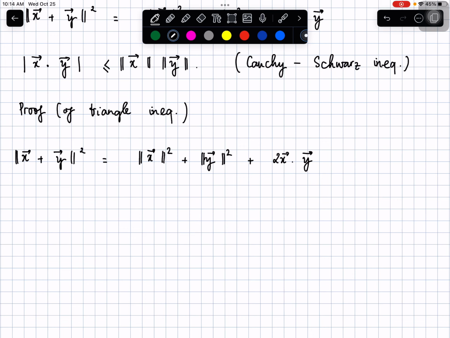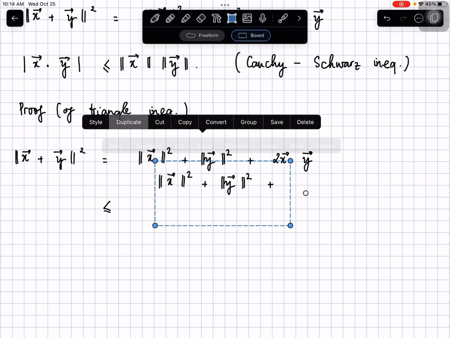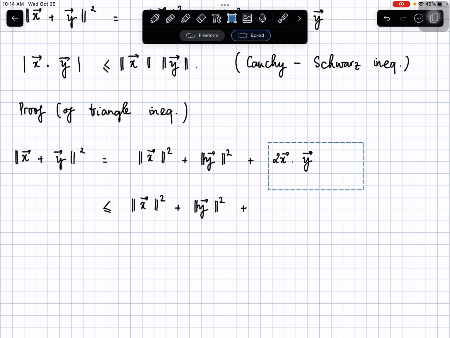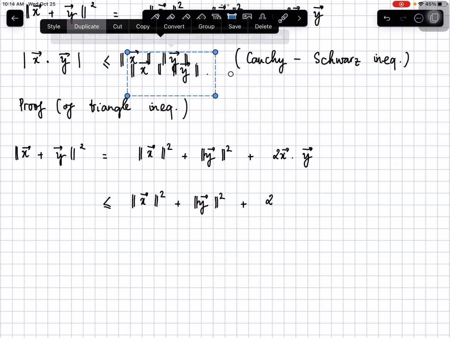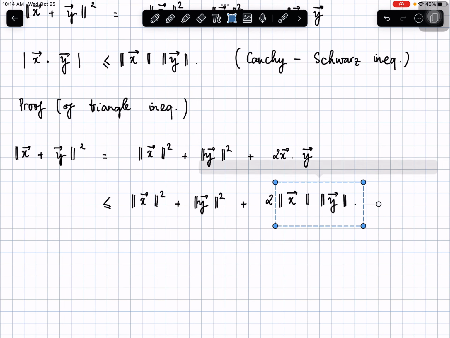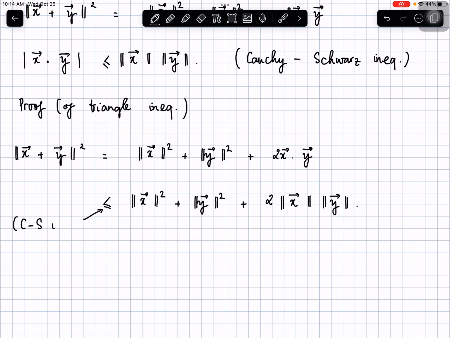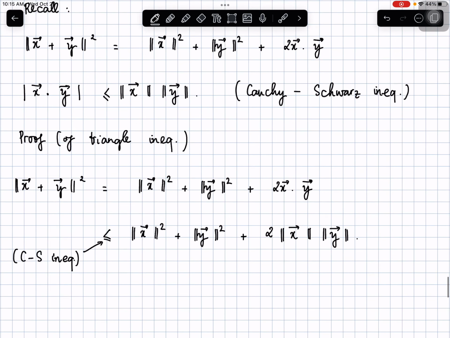And now using the Cauchy-Schwarz inequality, we can replace this; the 2 we keep the same. And the last term we can replace by something less than or equal to 2 times the length of x times the length of y, right? So here we use the Cauchy-Schwarz inequality. And for the first term we use the first lemma.